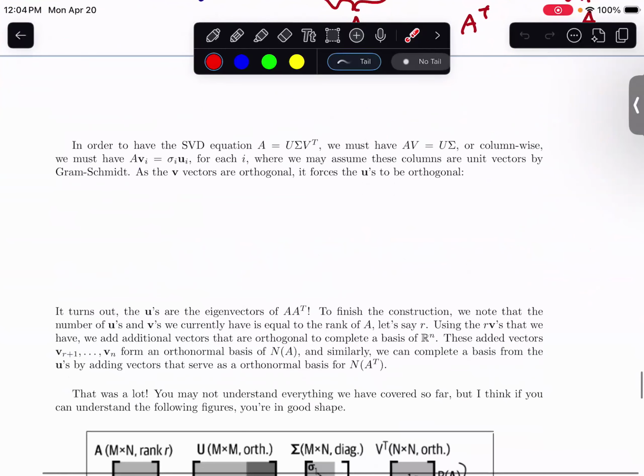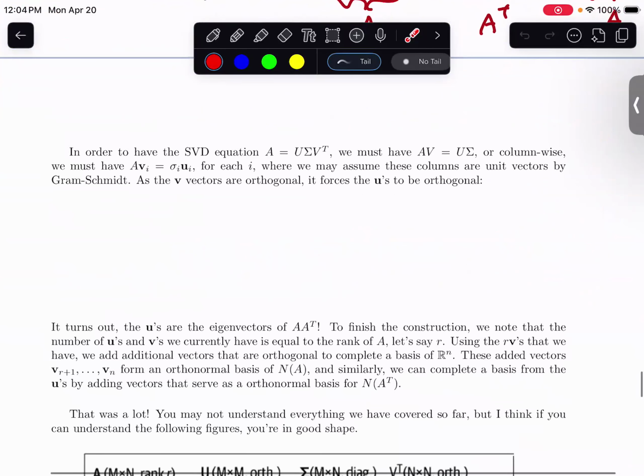And so the final observations to make before actually going through an example where I give you a matrix and you have to find the SVD. In order to have the SVD equation A = U Σ V transpose, if you multiply both sides by V, this implies that A times V has to be equal to U times Σ, which column-wise means that A times the ith column of V is equal to σ times the ith column of U.